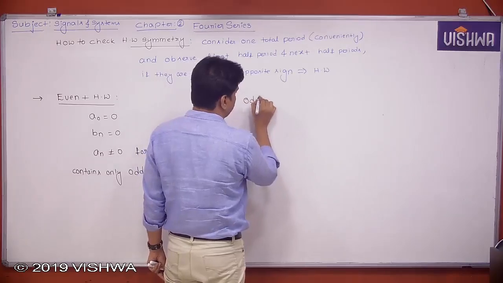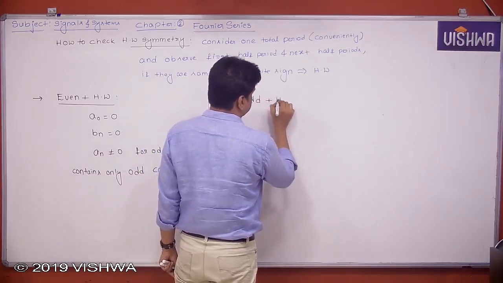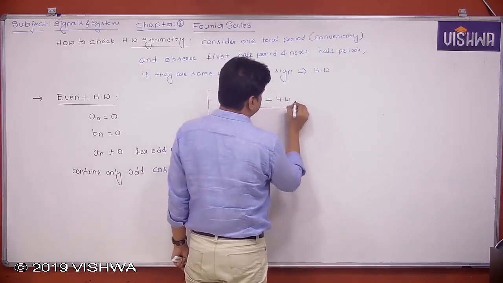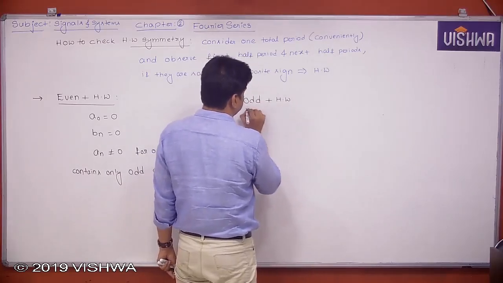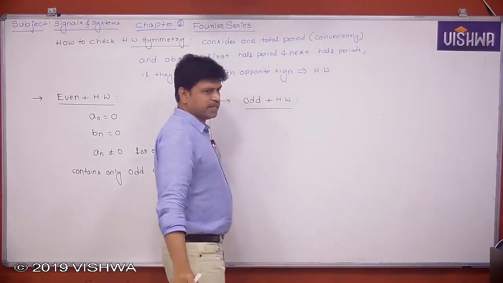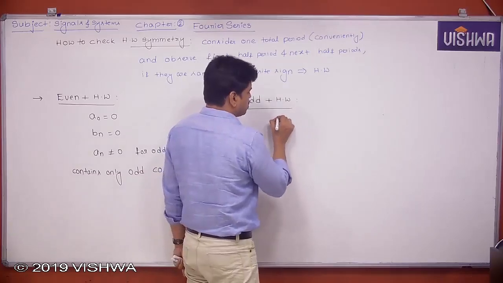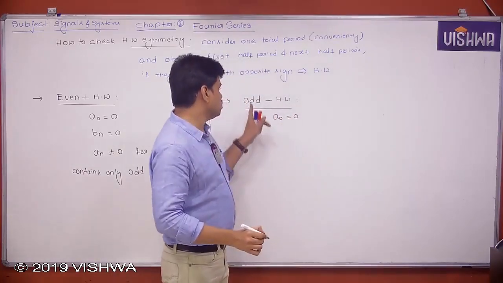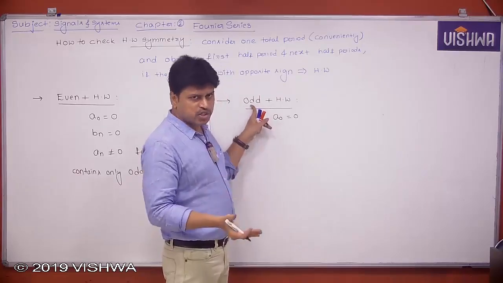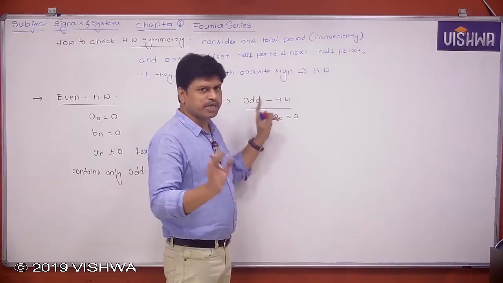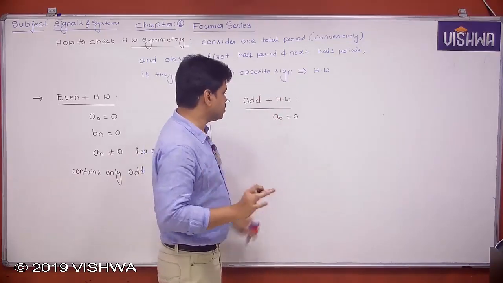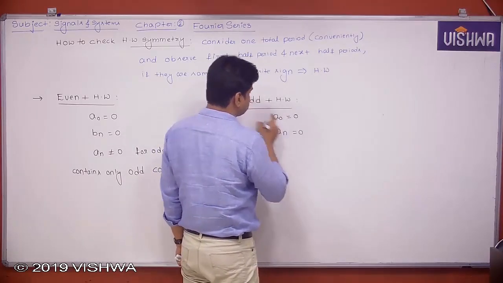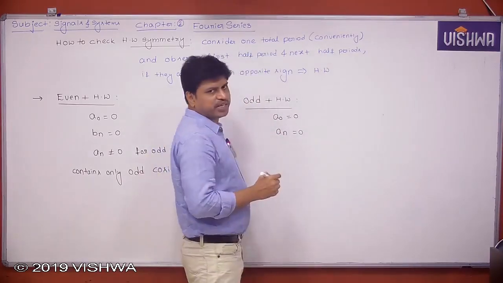Next, odd plus half wave symmetry. Again, is A0 value 0? Yes. Why is A0 value 0? From odd property also it is 0. From half wave symmetry property also it is 0. So that's why A0 is 0. An is also 0. Why? Because it is an odd signal, it is not having An terms.